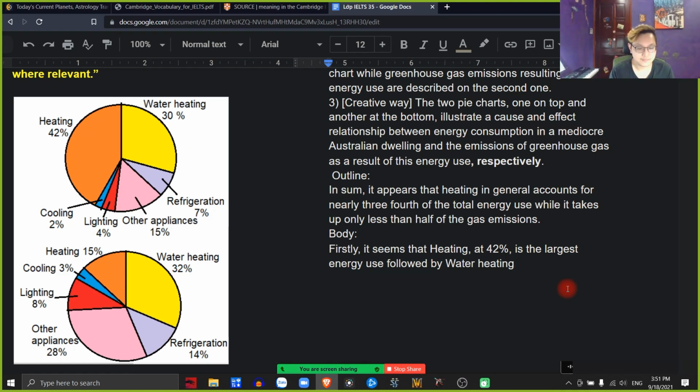By water heating, which is 12% less than the previous.